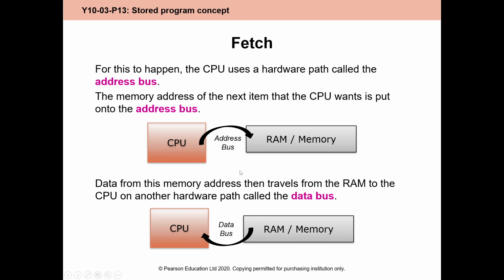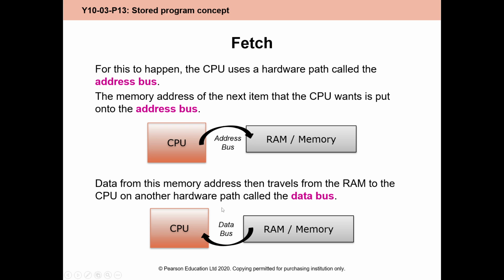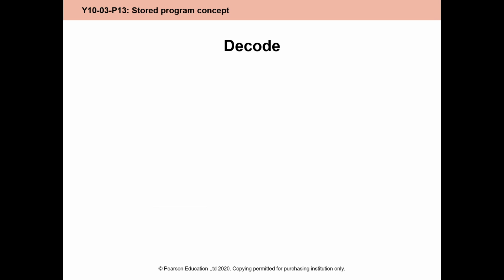One thing that's not shown here is there's another bus called the control bus, and that's where the CPU says, right, I've put the address on here. I'm going to send a signal down the control bus to say start reading. And then the RAM responds by putting the data it wants onto the data bus. So that's all fetch. Basically, can I have an instruction, please? Yeah, sure. Which one? This one. Okay, thanks. Here's your instruction.